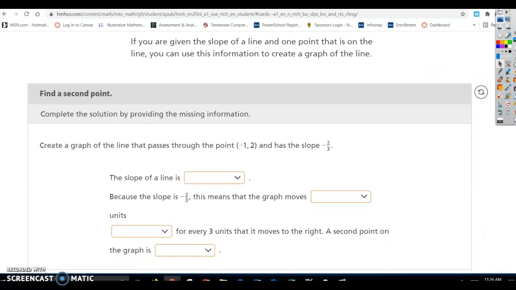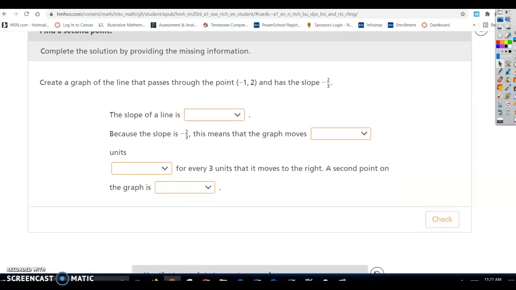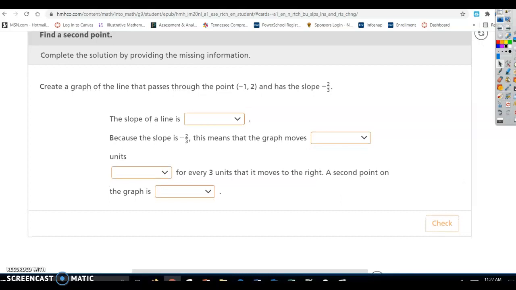It says if you are given the slope of a line and one point that is on the line, you can use the information to create a graph of the line. Find a second point. Complete the solution by providing the missing information. Create a graph of the line that passes through the point negative 1, 2, and has a slope of negative 2/3. The slope of a line is rise over run. We know that because we do our y minus y over x minus x. Remember, our y's are up and down, and our x's are side to side. So that's why it's rise over run.